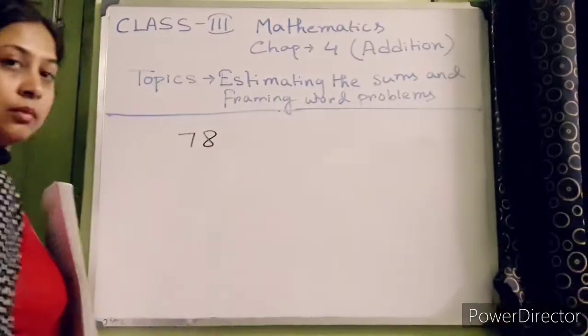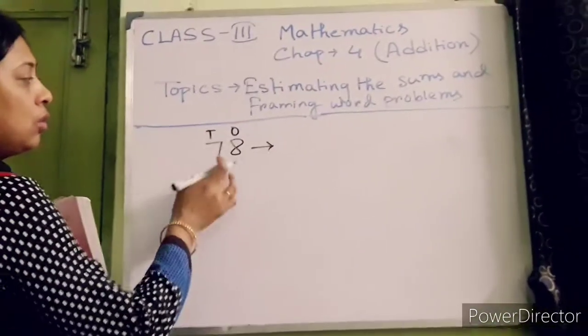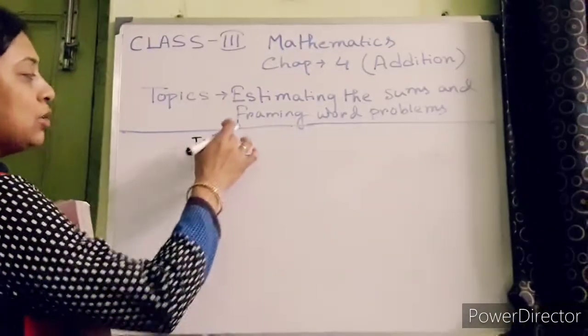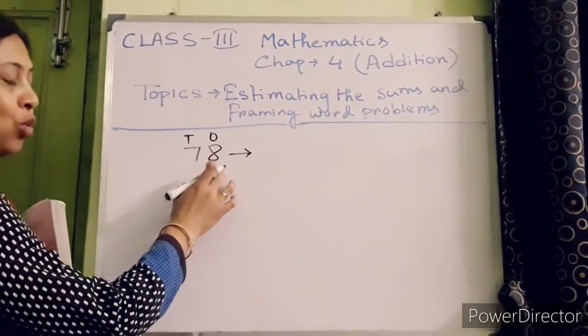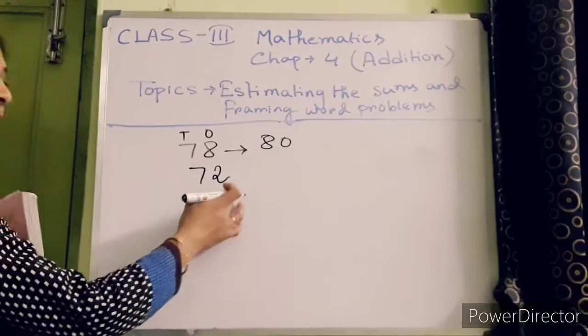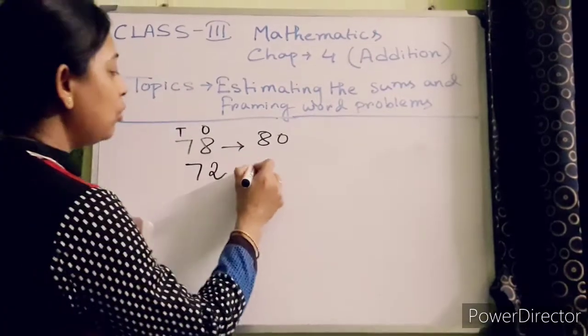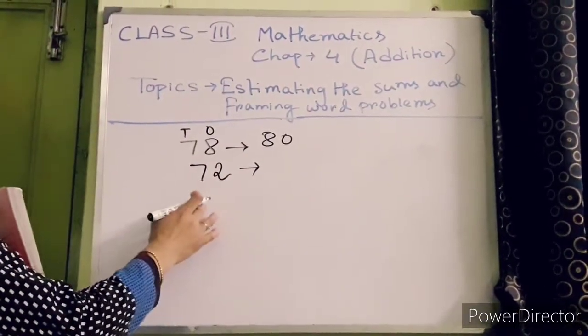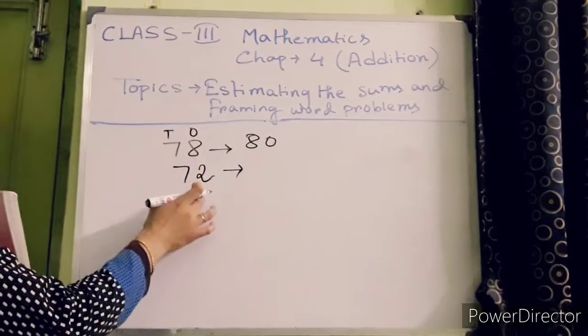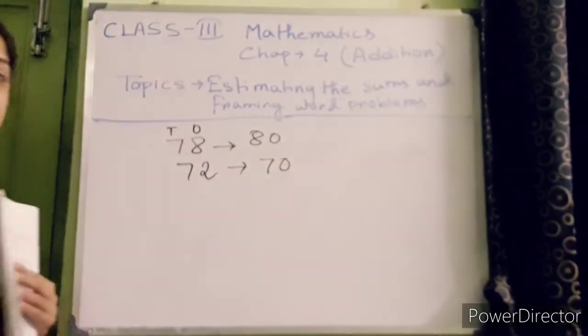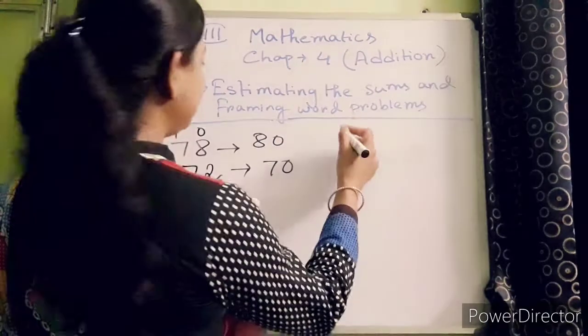78. If you want to round up this number, this is tens and this is the ones place. So when this is a two-digit number, you have to see which digit is present in the ones place. 8 is present in the ones place, it is more than 5, so it will be 80. Suppose the same number is 72. 2 is less than 5. When you round up the 72, because 2 is less than 5, it will be 70.